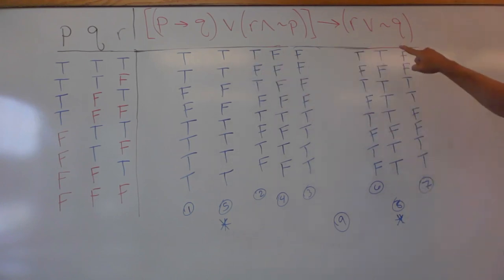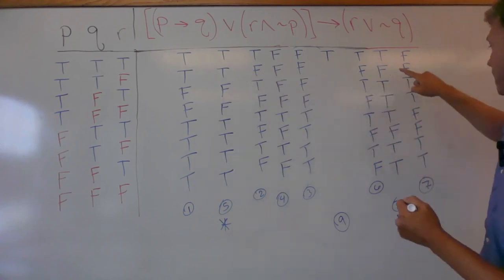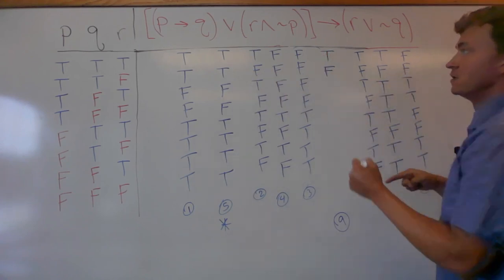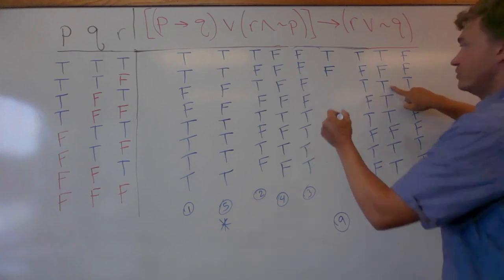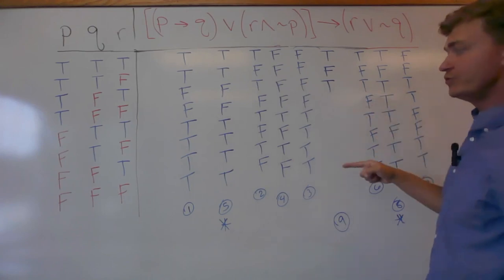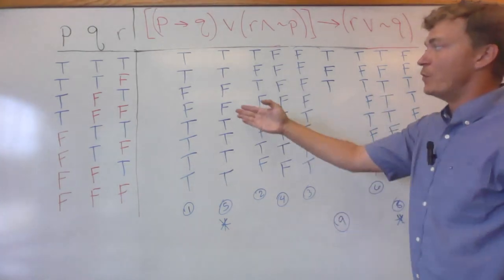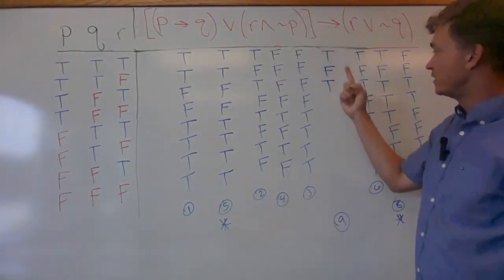True implies true, which is true. True implies false, which is false. False implies true, which is true. False implies anything, right? False implies true is true. False implies false is false. So when you start off with false on an implication statement, it's always going to end up being true.